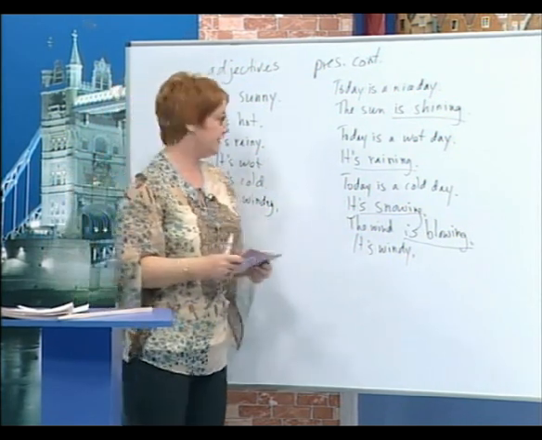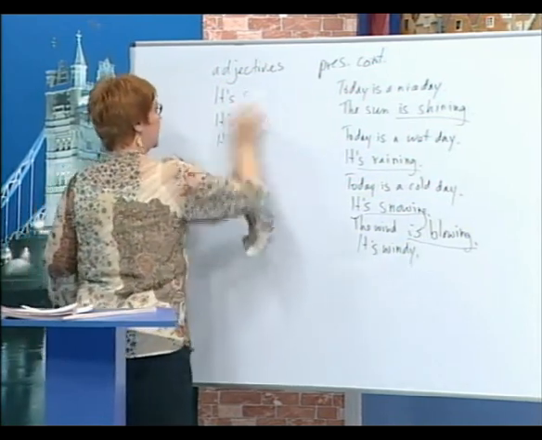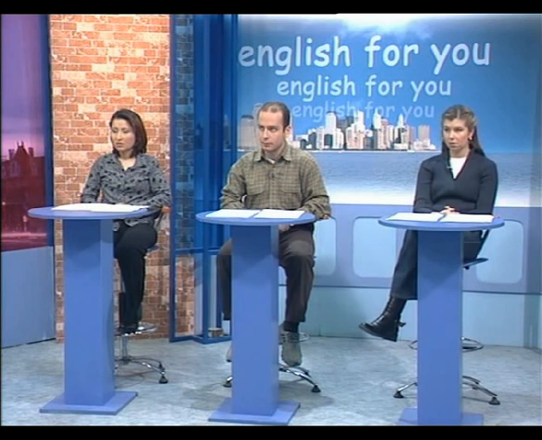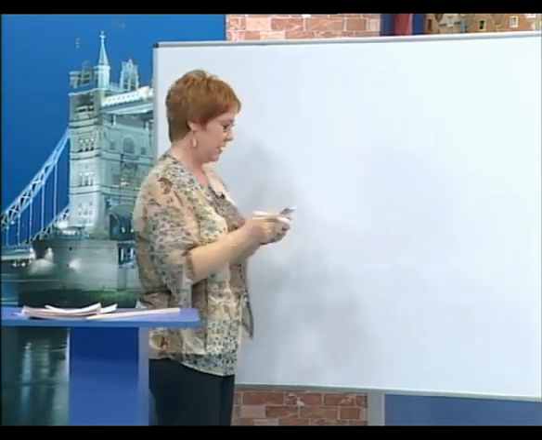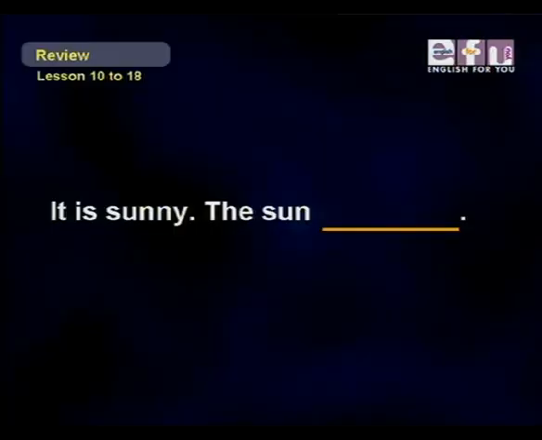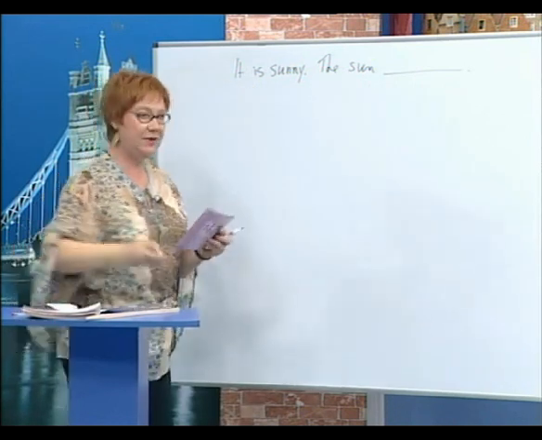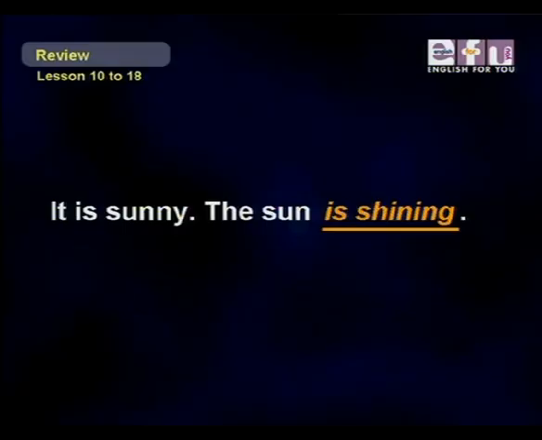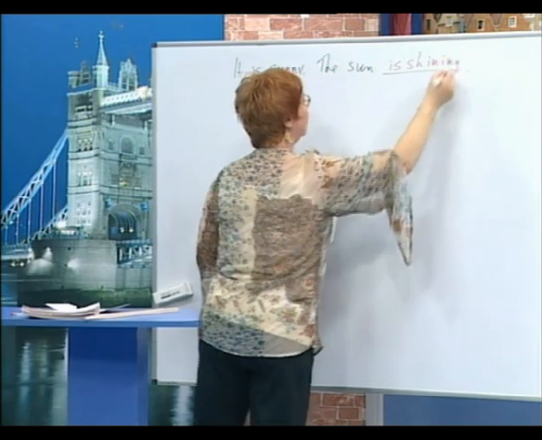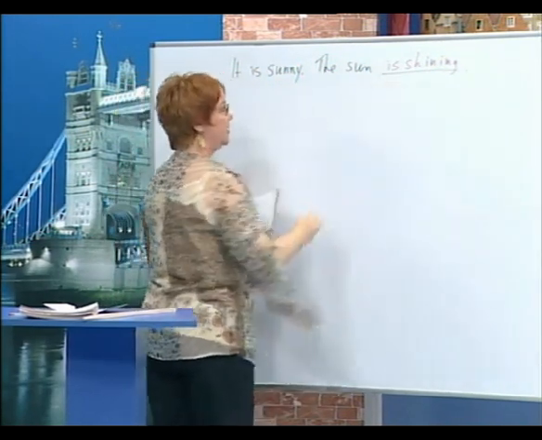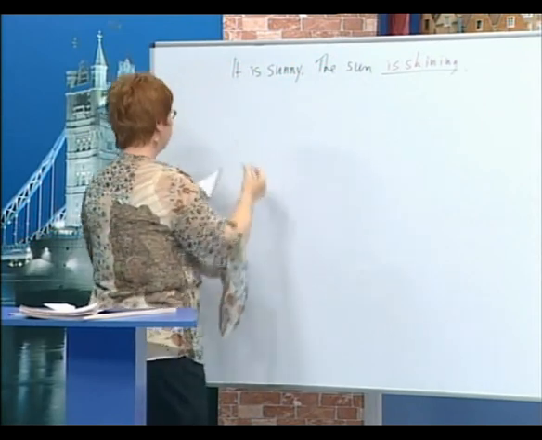Now, let's practice, and let me make some room on the board, and we're going to do some sentences with the help of our assistants. Now, you look and you think also. Okay, here we go. It is sunny. Okay, let me get my red pen here for the answer. And Isabel, you do the first one. Okay. It's sunny. The sun is shining. Yes, good. The sun is shining. It's sunny. Adjective. Present continuous. The sun is shining.